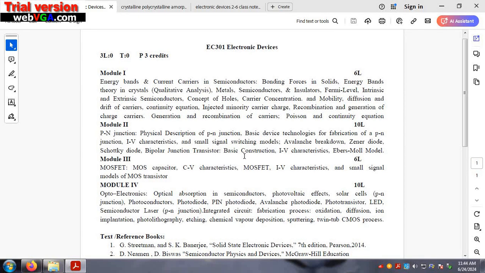If you go through the syllabus, then you will find the total syllabus is divided into 4 modules. Module 1 will take 6 lecture hours, module 2, 10 lecture hours, module 3, 6 lecture hours, and module 4 is 10 lecture hours. That means to cover the full syllabus, a total of 32 lecture hours are required.